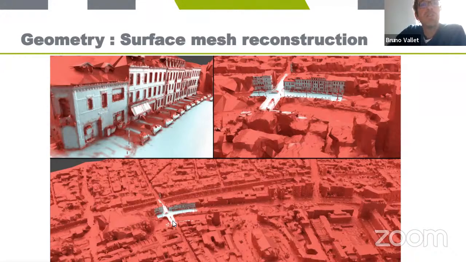So the color here illustrates the level of detail. So when you have a high level of detail, it's closer to blue, and when you have a low level of detail, it's closer to red. And so this means that we're also able to have an idea on what is the precision of the mesh on the various parts of the mesh.